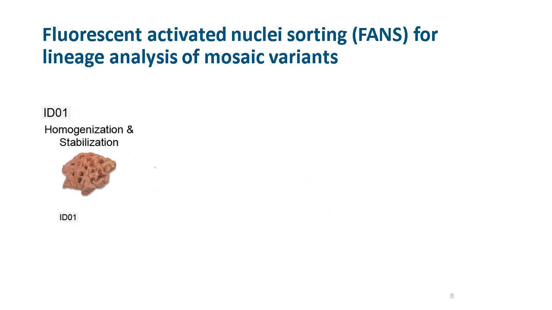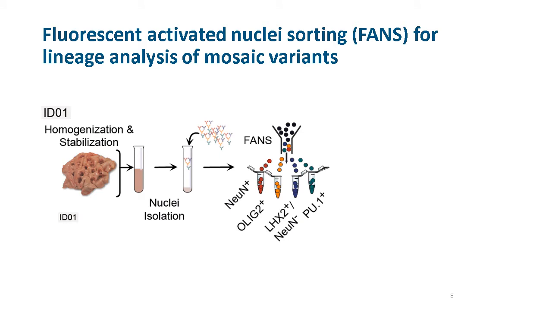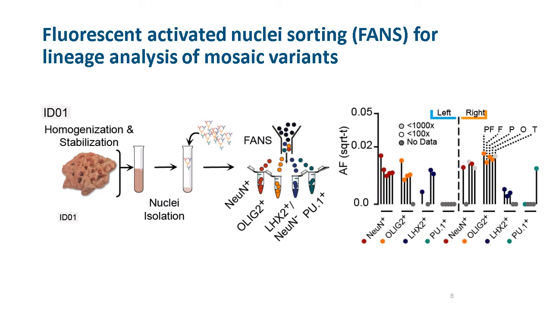To study the distribution of different brain cell types, we first homogenized and stabilized the raw samples and then prepared nuclei and used antibodies to do fluorescent activated nuclear sorting for major brain cell types like neurons, oligodendrocytes, astrocytes, and microglia. We use this lollipop plot to show the distribution of allele fractions in different cell types and also in each of the different lobes. The y-axis shows the square root transformed allele fractions.